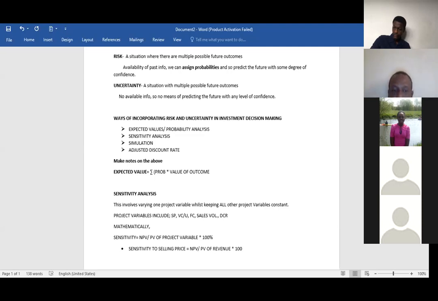Sensitivity to variable cost will be equal to NPV divided by the present value of total variable cost, and that figure multiplied by 100.